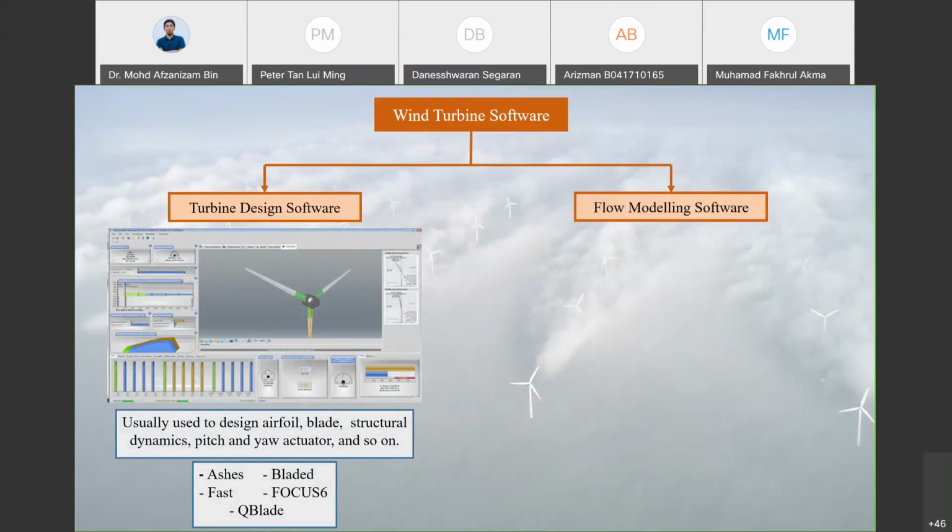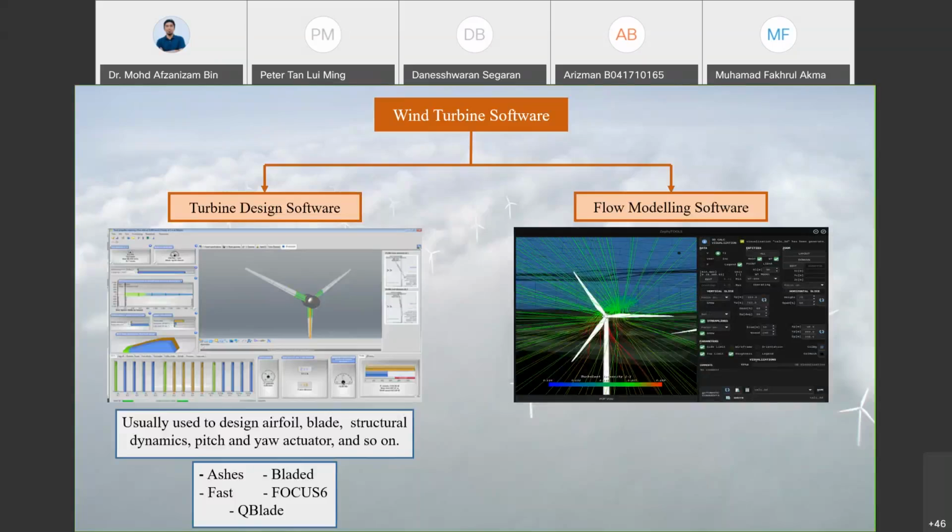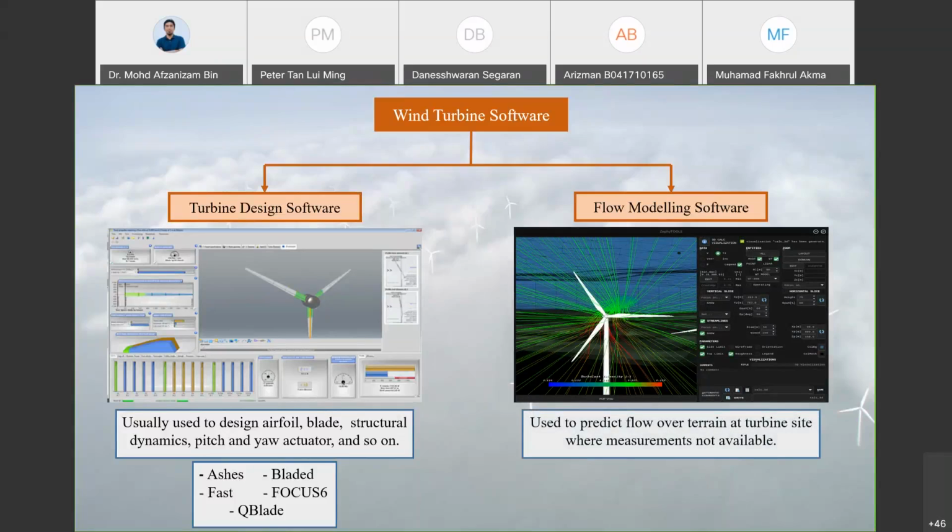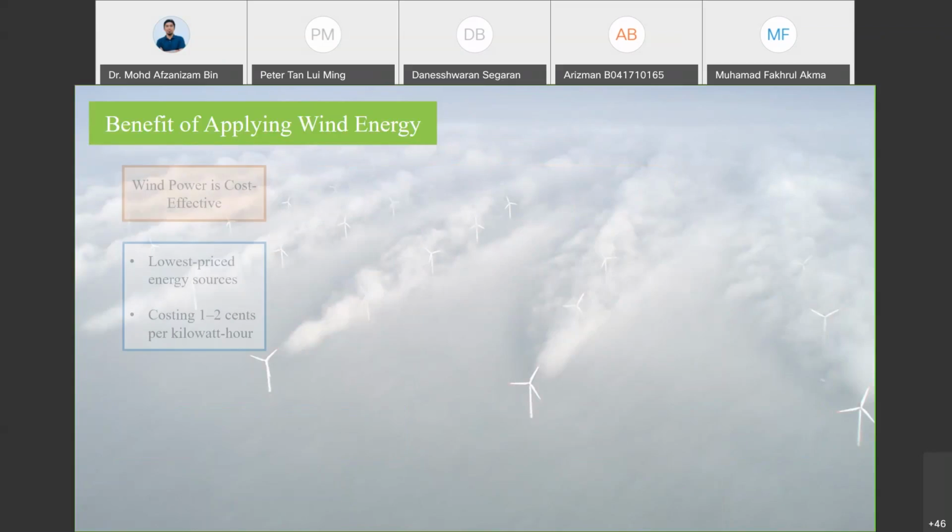For flow modeling software, sometimes the place is hard to measure the wind flow, so they use a prediction of the flow on a computer instead. It also saves more cost in measuring. Here is the list of wind measurement software. There are also many other types of software, such as wind farm software to design the wind farm placement and so on. So I'll pass on to my next member.